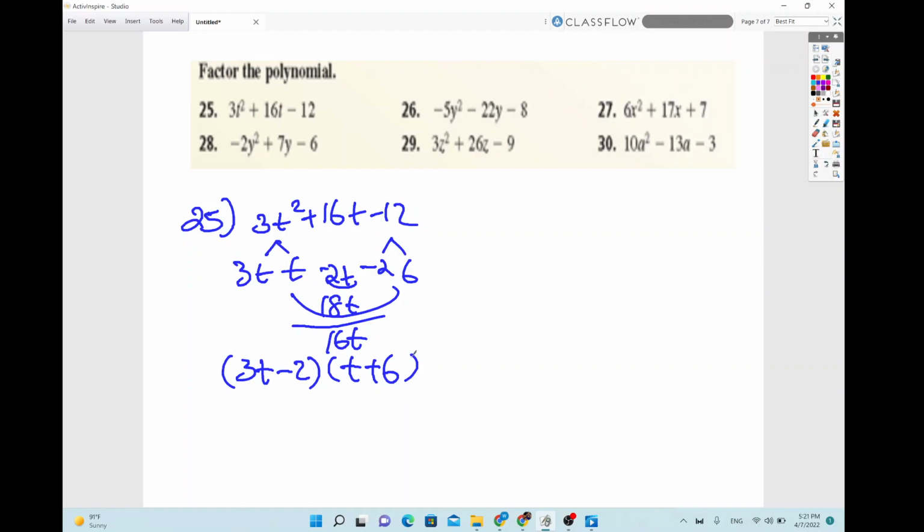And what's the best way to check the work? The best way to check the work is to FOIL, multiply things out, and eventually you'll end up with the exact same trinomial.